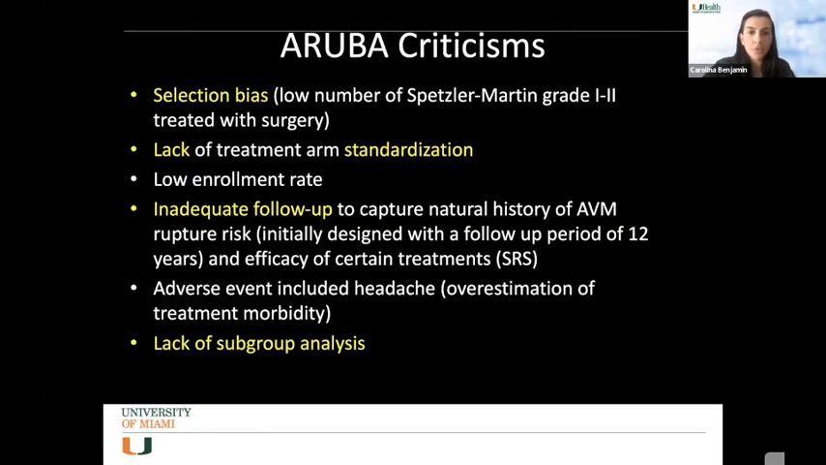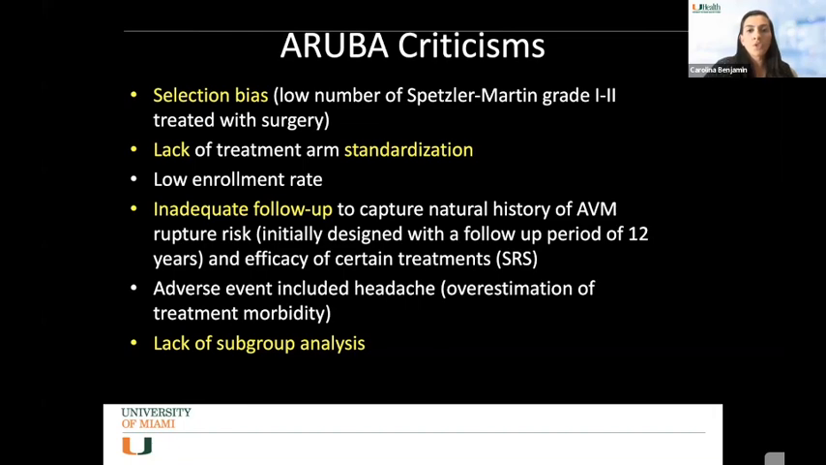So often, as we all know, some of the ARUBA criticisms include selection bias, a low number of grade 1 and 2 AVMs, lack of treatment arm standardization, low enrollment rate, and then, as I mentioned, inadequate follow-up to really capture the natural history of AVM and the efficacy of certain treatments like SRS, right? The follow-up you saw was 2.75 years, which, as I'll mention a little bit later, is shorter than the time period it may take for SRS to have its efficacy. Adverse events included things just like headaches, so it was an overestimation of the treatment morbidity, and there was also a lack of subgroup analysis.